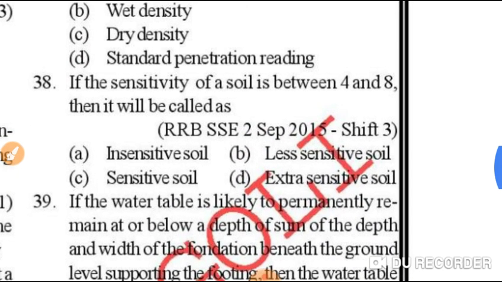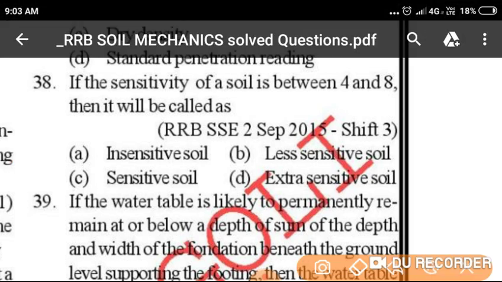Question number 38. If the sensitivity of a soil is between 4 and 8, then it will be called a sensitive soil. That is question 38. Option C is the correct answer.